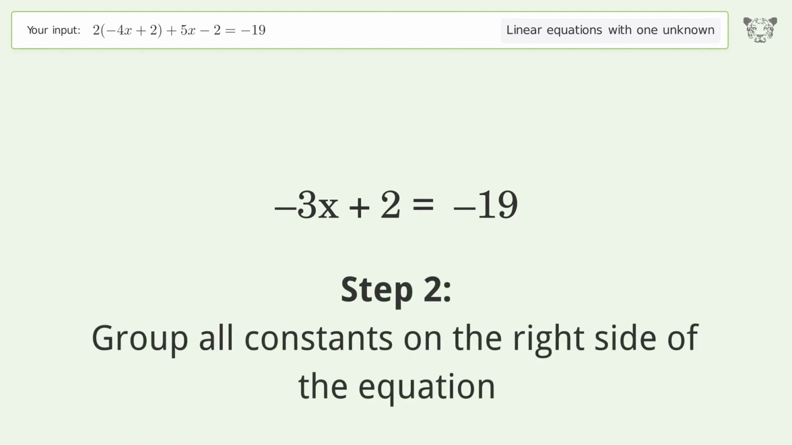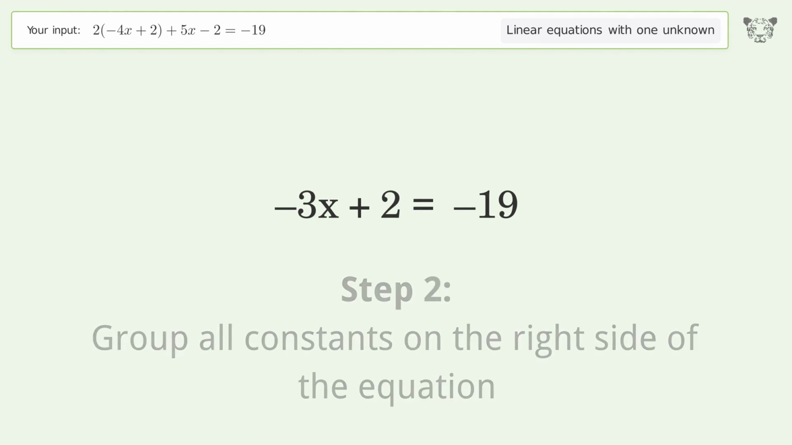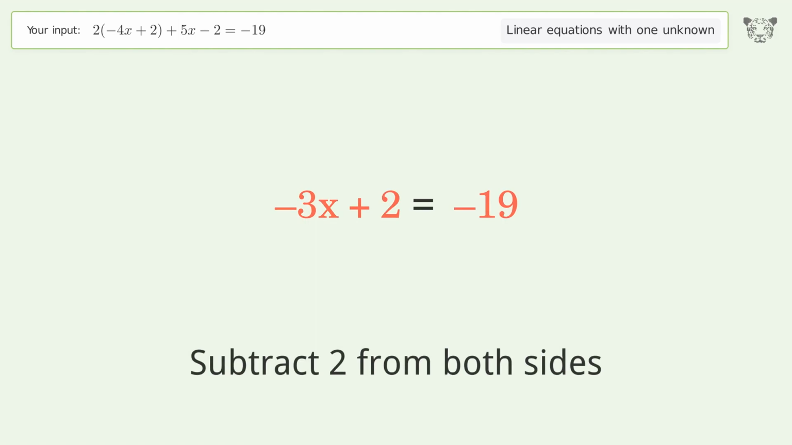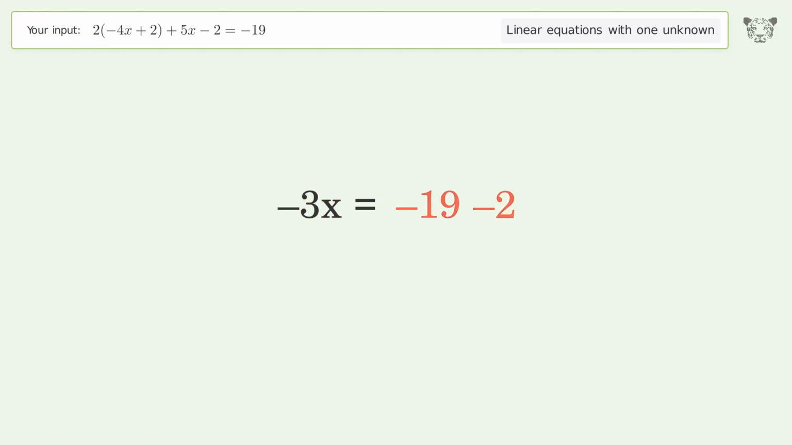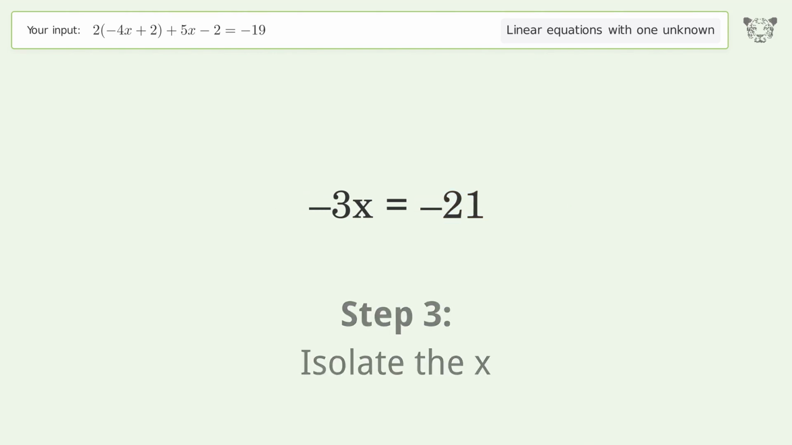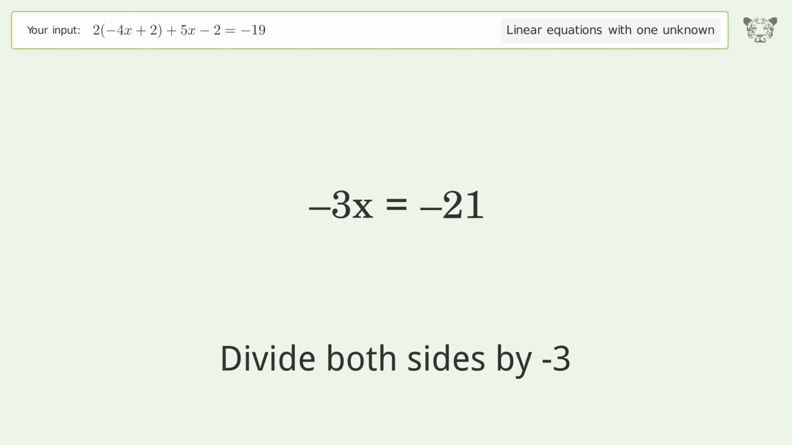Group all constants on the right side of the equation. Subtract 2 from both sides. Simplify the arithmetic. Isolate the x. Divide both sides by -3.